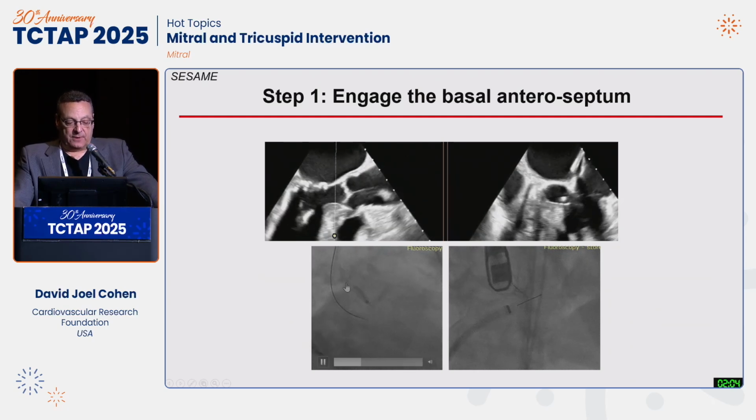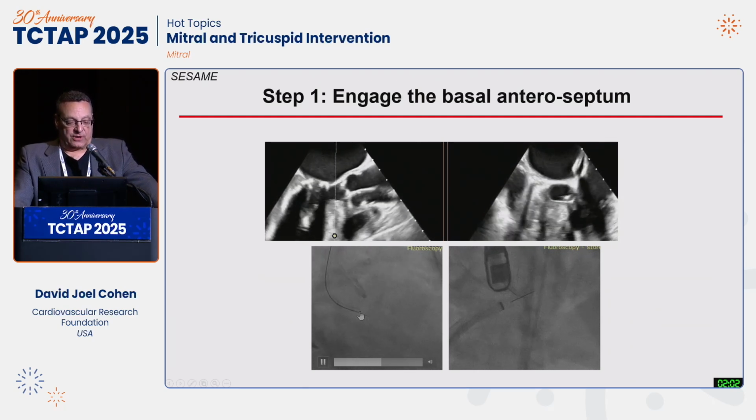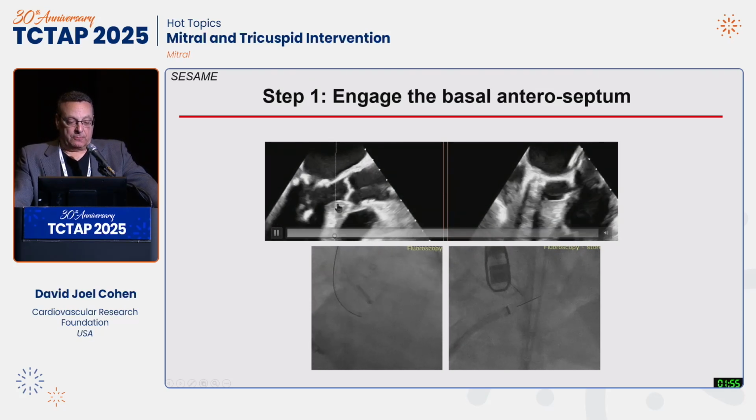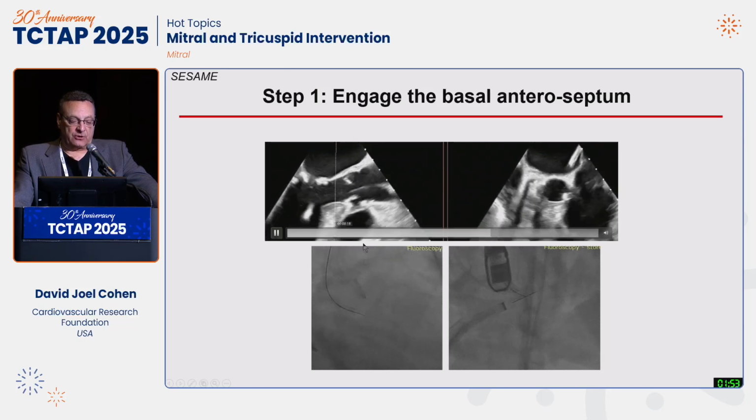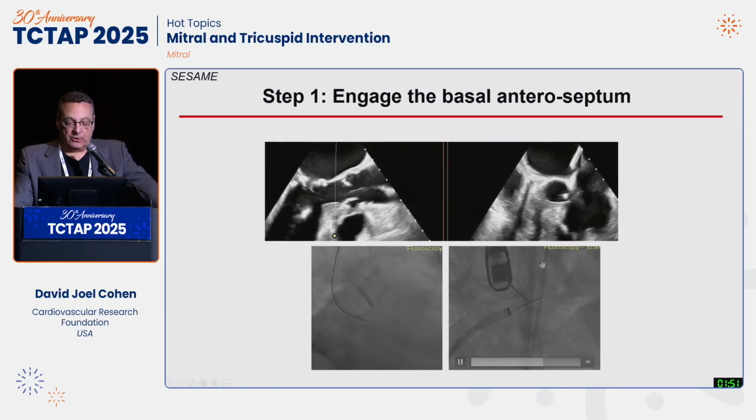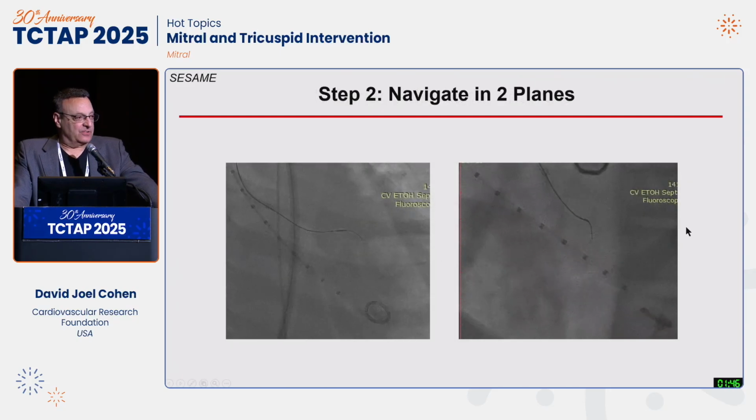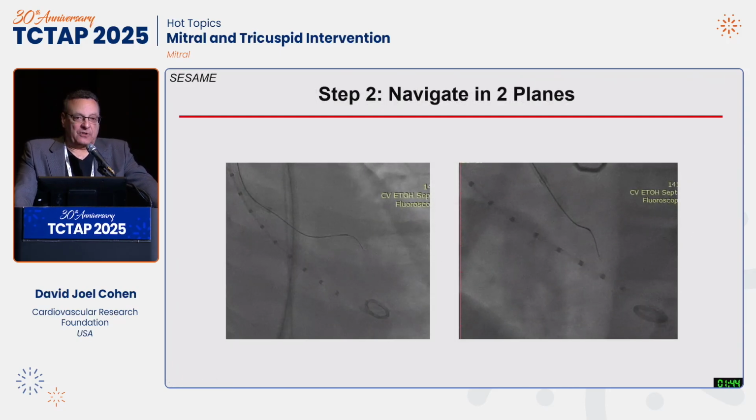And this is what it looks like clinically. So the first step is we have a JR4 or a similar guiding catheter, which we engage right up against the intraventricular septum where that bulge is right here. You can see it coming through the valve, and then just under the valve, you have to really get right under it. And then you enter the intraventricular septum with it electrified.